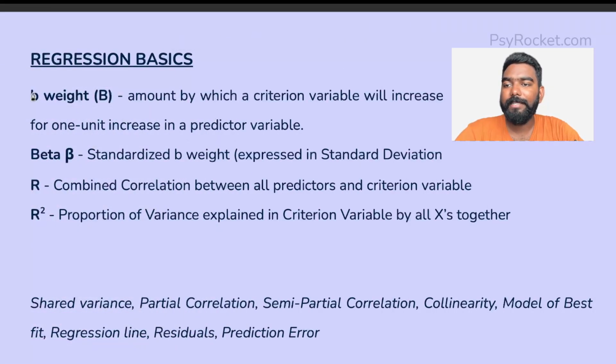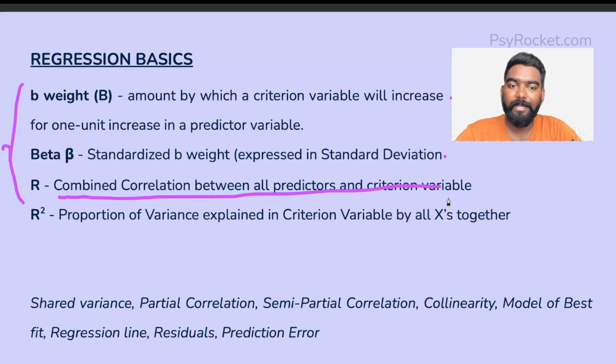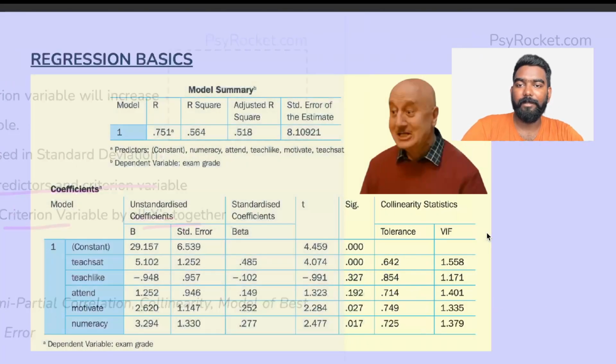Okay, and there are certain notations or denotations, certain coefficients which you need to know. Please don't worry about B weight and beta right now, but I will explain. The main things you need to know right now are R and R square. R is nothing but called combined correlation between all predictors and criterion variable. Please wait, I'll explain with an example. And R square is proportion of variance explained in criterion variable by all predictors together.